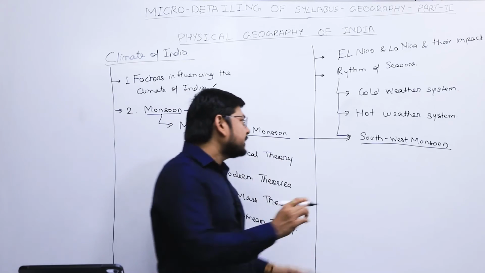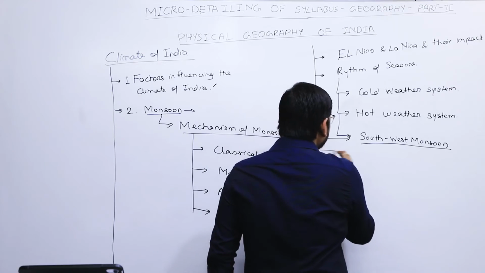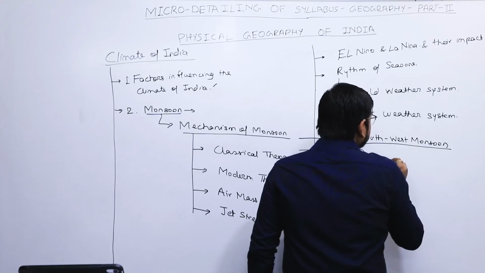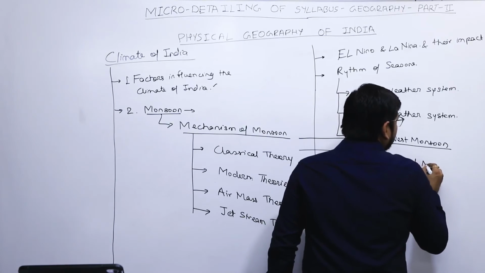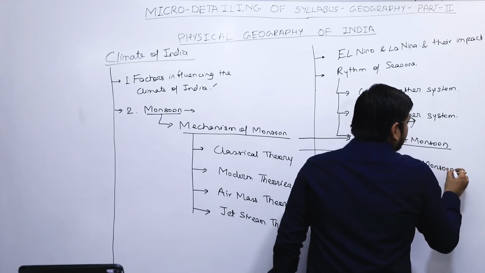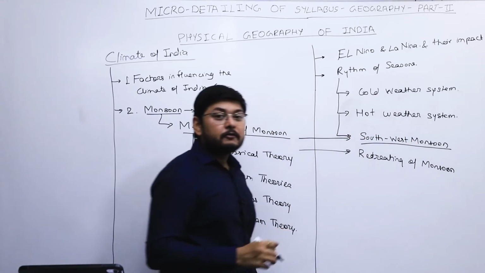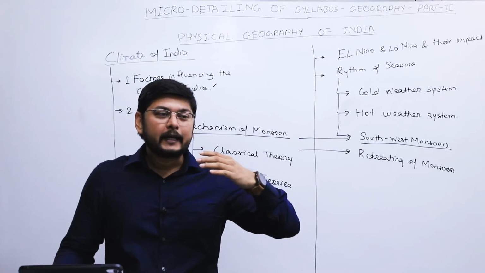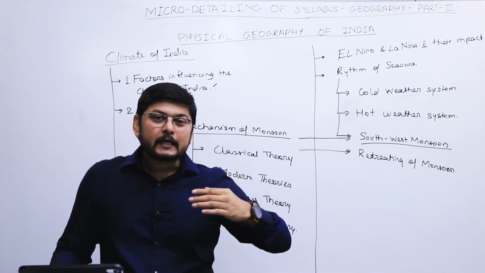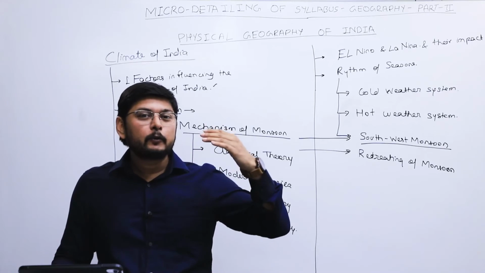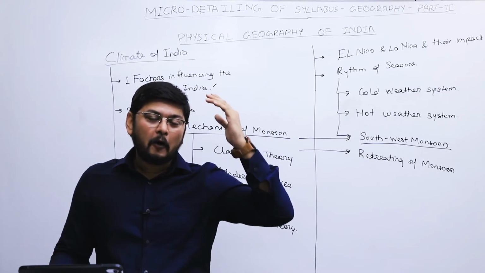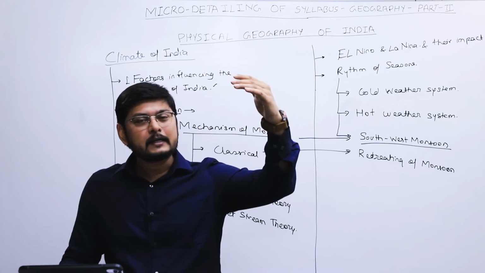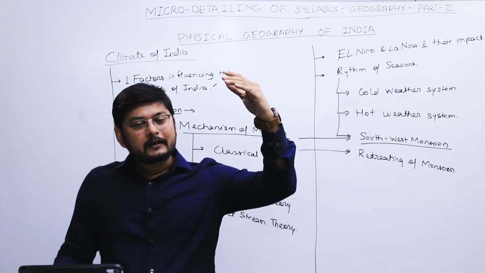And after this part, we also have another part with respect to the monsoon, that is the retreating of monsoon. In the southwest monsoon, we'll be studying one thing, that is the onset of monsoon, how the monsoon progressed forward from the region of Kerala up to the foothills of the Himalayas.